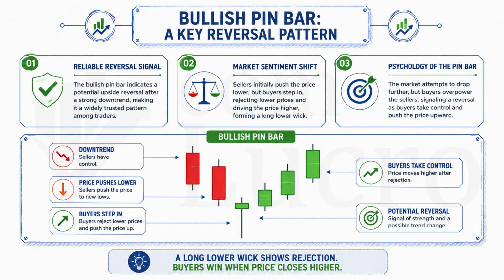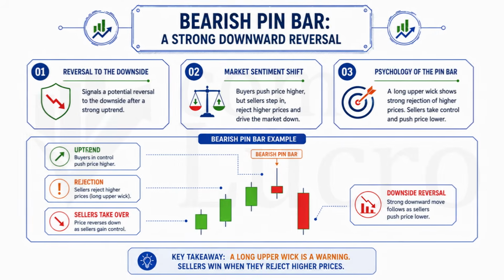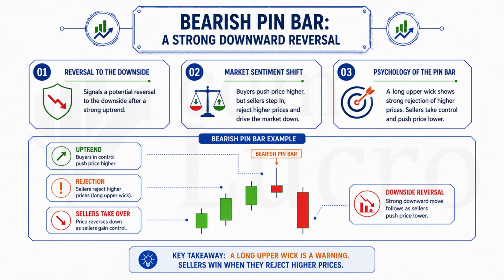Early in the session, sellers are in control and drive price down. But as the session goes on, buyers step in aggressively, rejecting those lower prices and pushing the market back up toward the open or slightly above. That shift leaves a long wick below a small body, revealing that buyers are gaining strength, a clear sign of a potential bullish reversal. Now the bearish pin bar, essentially the opposite setup.